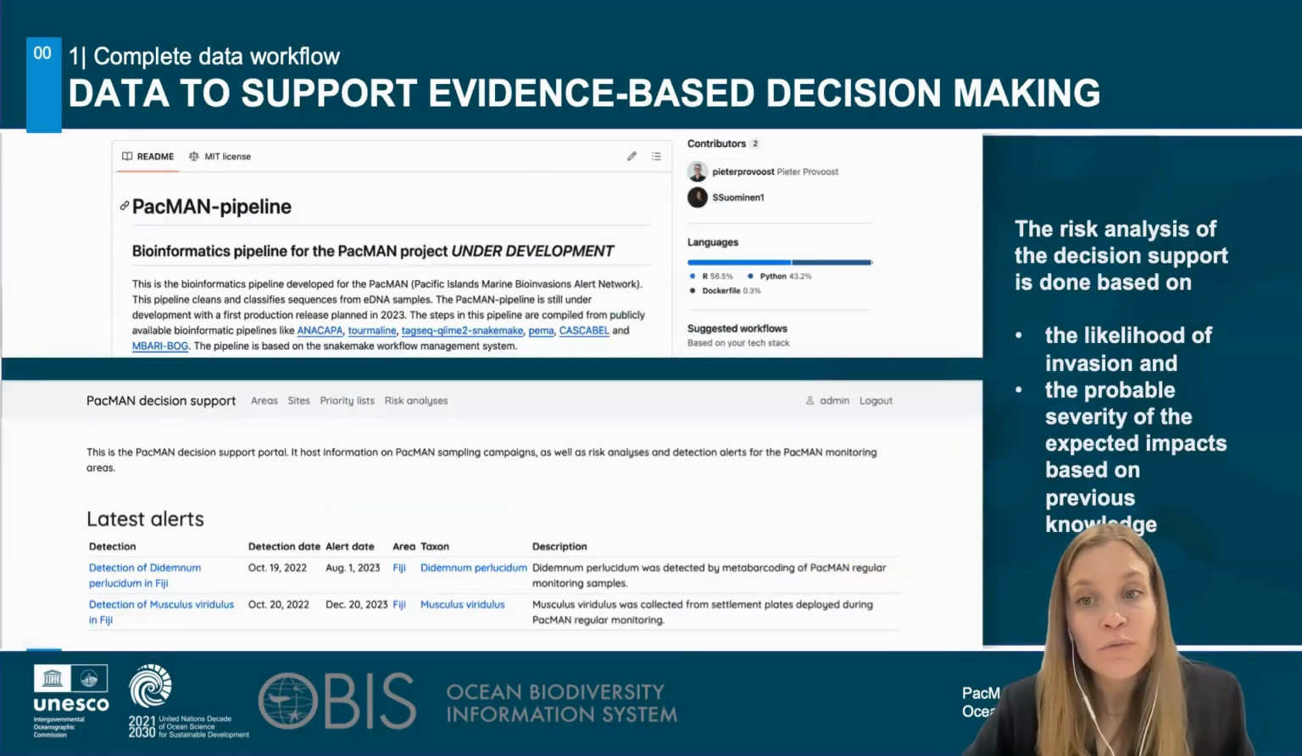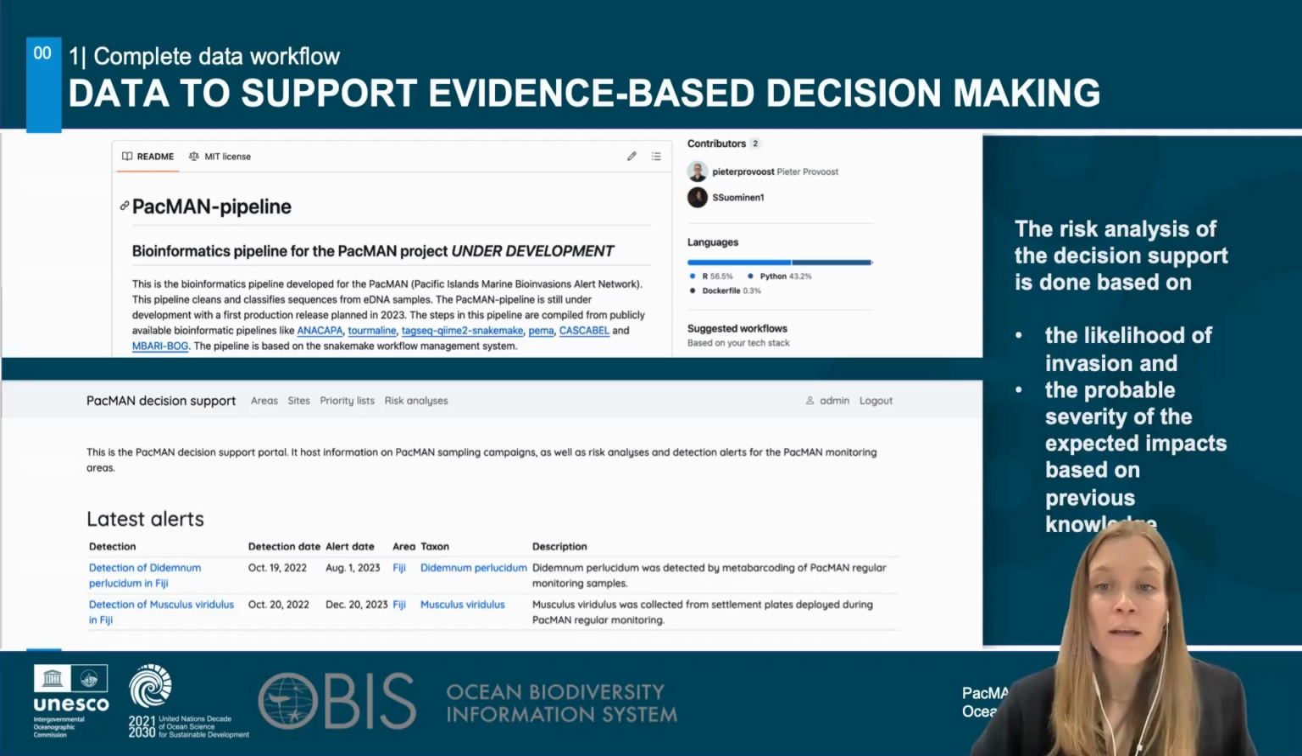The risk analysis is based on the likelihood of an invasion and the probable severity of the expected impacts. So we are looking at known invasive species, but also species that are not from the area, but are from similar thermal ranges that could possibly become an issue to the area.